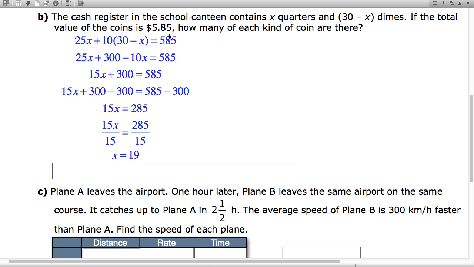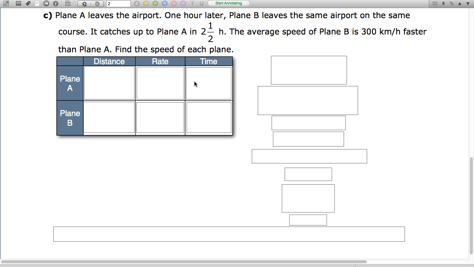So going back and rereading the question that says, how many of each kind of coin are there? Well, since there are 19 quarters, that means there are 11 dimes. Okay, so now on to part C.